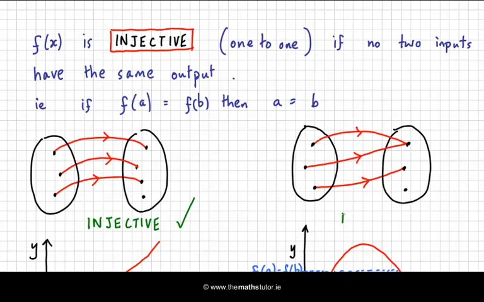But on the right it's not injective. Why? Because we can find an output which has more than one input. Another word for injective is one-to-one. So here on the left you can see that there's a one-to-one correspondence between the inputs and outputs, but on the right there's not a one-to-one correspondence. In fact, two go into one, so it's not injective.